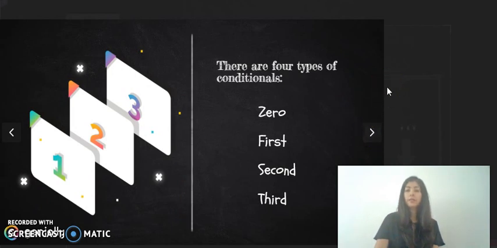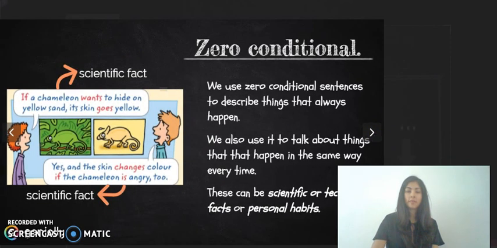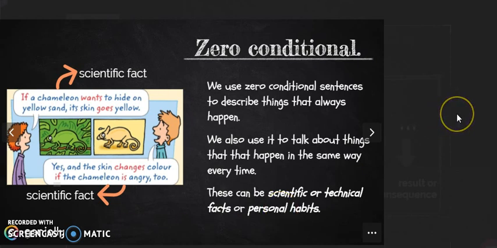Next, we have different types of conditionals. In fact, we have four. The zero, the first, the second, and the third. Last year, you checked the zero and the first conditional. We are going to review those two conditionals, and we are going to learn the second one. So, we're going to start with the zero conditional.